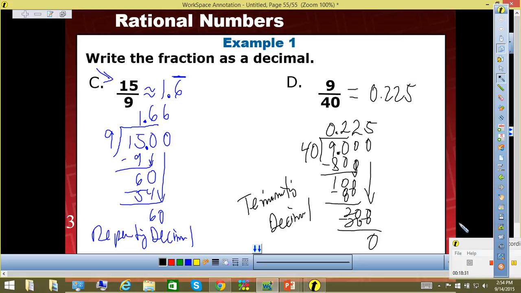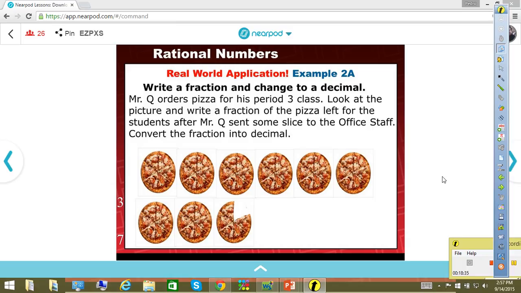Yeah. So now check this out. We're going to do this now with word problems. Here he goes. Pizza. It says, Mr. Q orders pizza for his period 3 class. Look at the picture and write fractions of the pizza left for the students after Mr. Q sends some slices to the office staff. Convert the fraction into decimal.